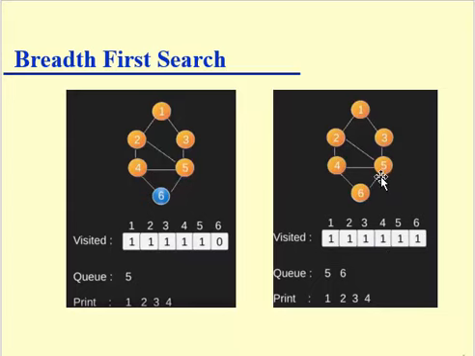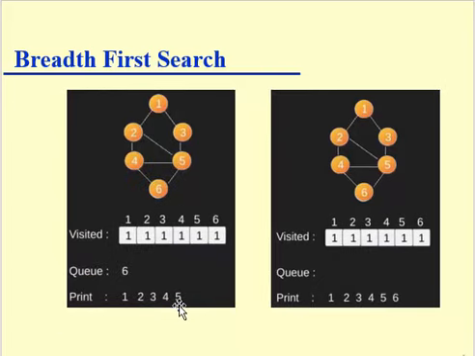You don't need to check it again. So 5 would be printed. Just see, 5 is printed over here. Next you have to delete 6. All the nodes connected to 6, 4 and 5, are already visited, which is 1. So 6 would be printed.